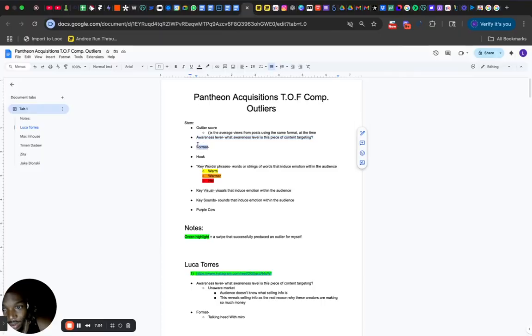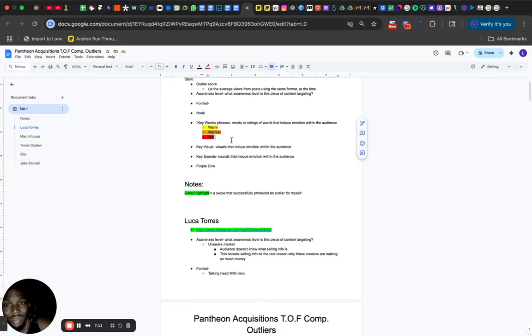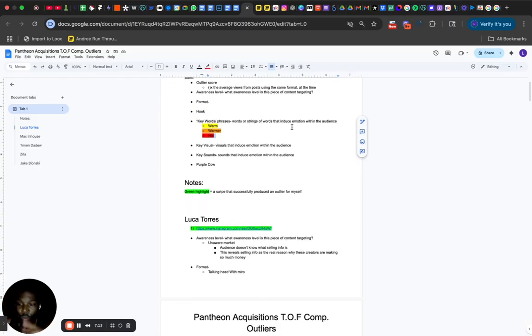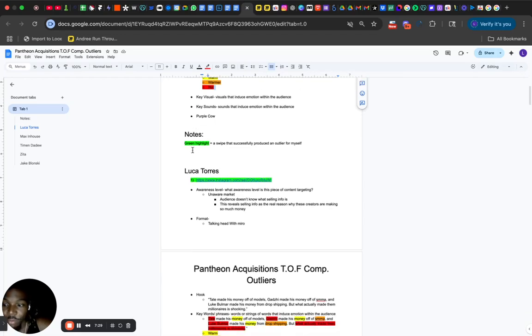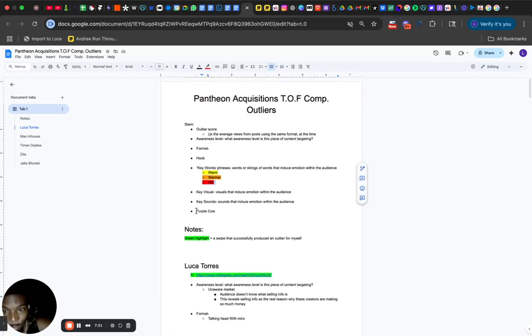Then format, so I mark down the format. Then I look at the hook. I literally write down a hook, and then I look at the keywords of the hook. Keywords to me means strings of words that induce emotion within the audience, right? Because at the end of the day, that's all content is, just trying to induce emotion within somebody else, right? Then it's key visuals, which is the same thing, but from a visual standpoint. Key sounds, same thing, but from an auditory standpoint. And then purple cow, right?